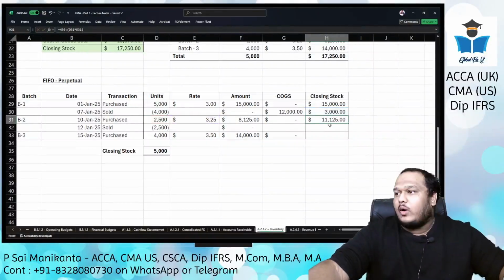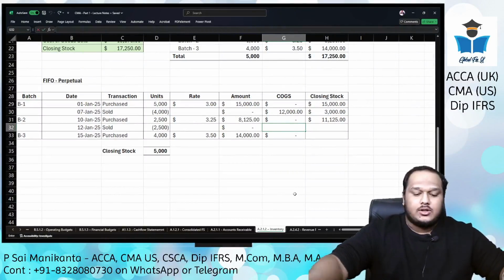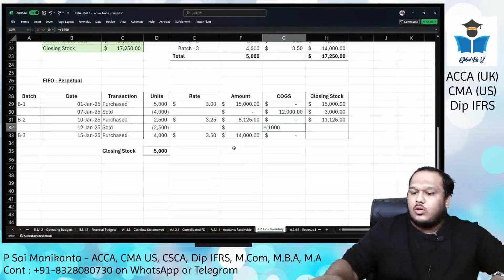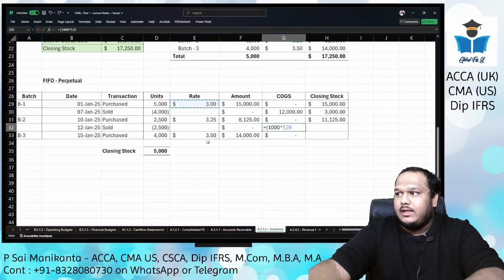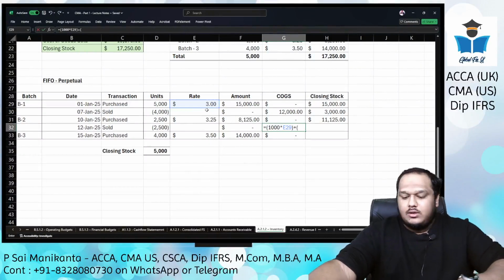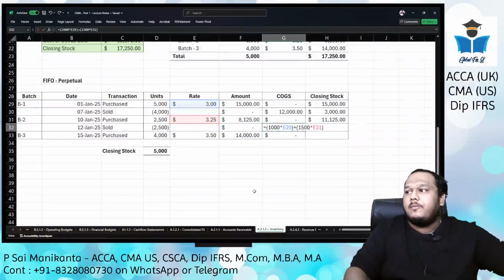So that is 11,125. Then again we sold 2,500. This 2,500 sales will come 1,000 from this closing stock and 1,500 from here. 1,000 from batch 1, 1,500 from batch 2. So pay attention. It is equal to 1,000 into 3, batch 1, plus 1,500 into batch 2 rate 3.25.